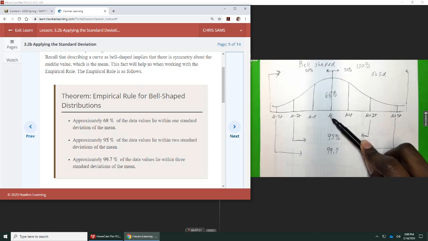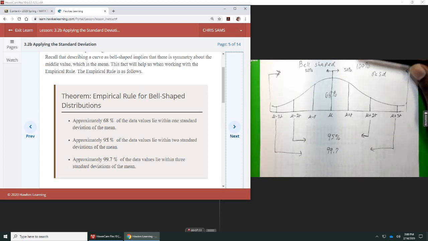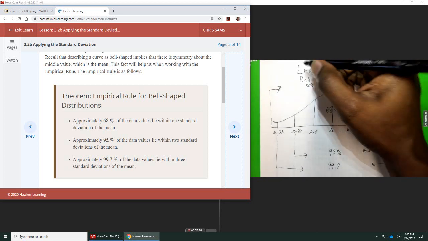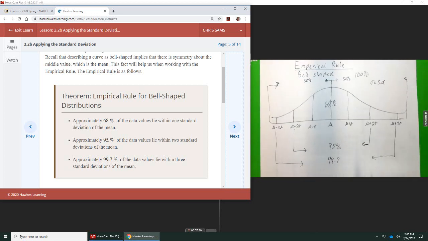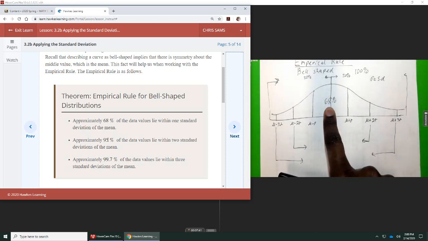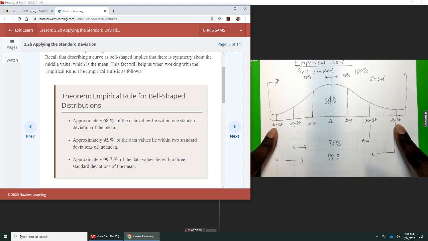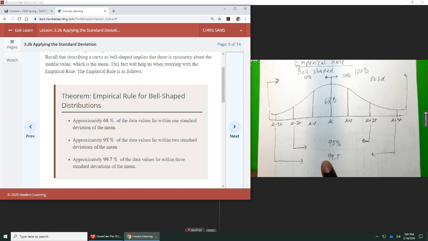No matter what your mean is, no matter what your sigma is, if we know we're using the empirical rule, we know it's bell-shaped, then the following is true. 68 between 1 standard deviation, 95 between 2 standard deviations, and 99.7 between 3 standard deviations.